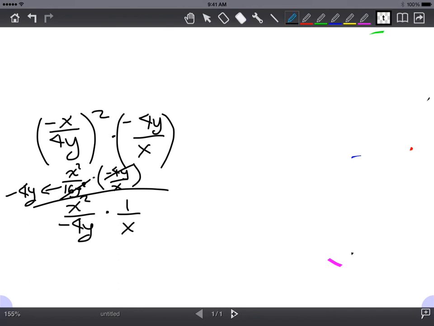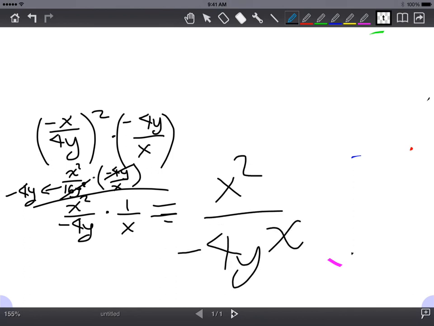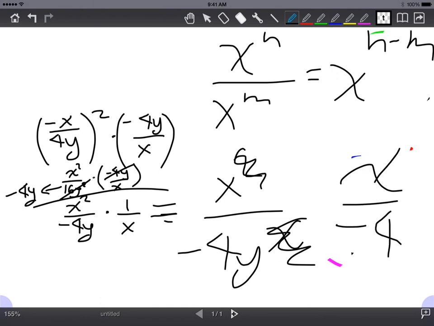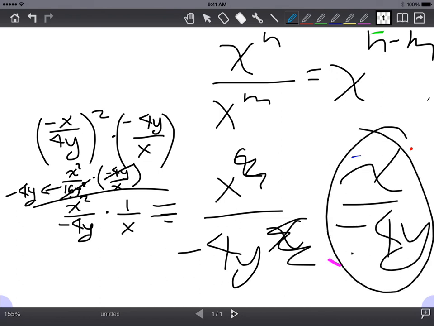So now that we have that, we can just multiply, and we get x squared over negative 4yx, and then we see that there's an x squared here and an x there, so we can cancel, because we have our law of exponents, right? x to the n over x to the m equals x to the n minus m, and then we get x over negative 4y. Or negative x over 4y. Same thing.